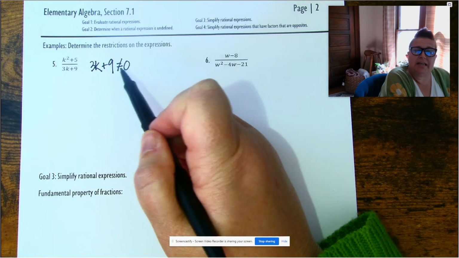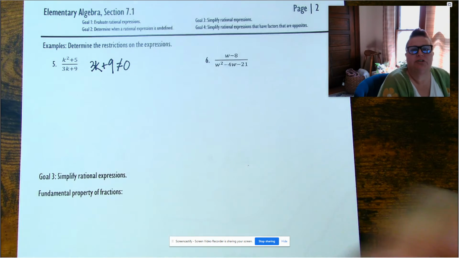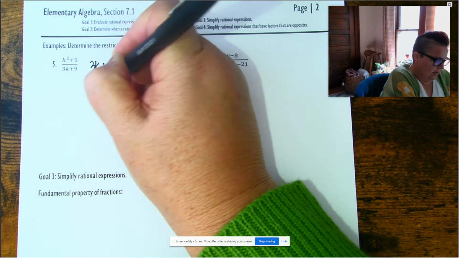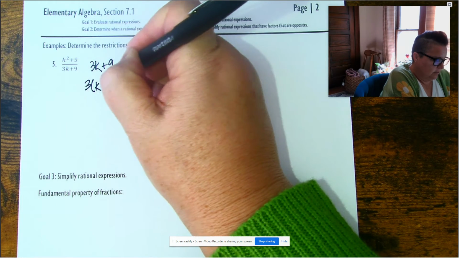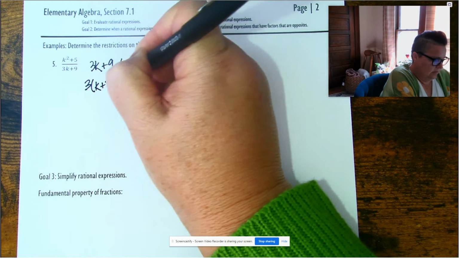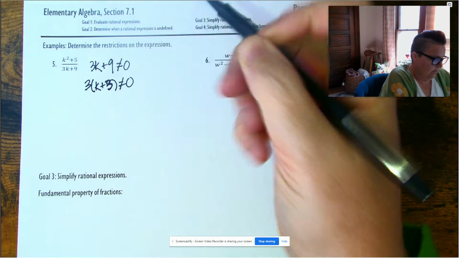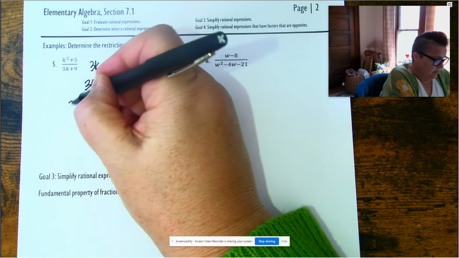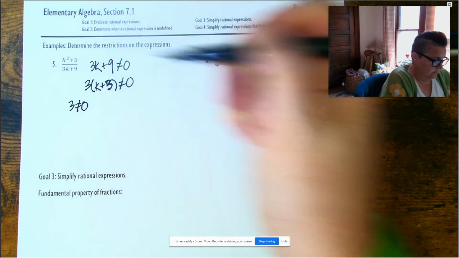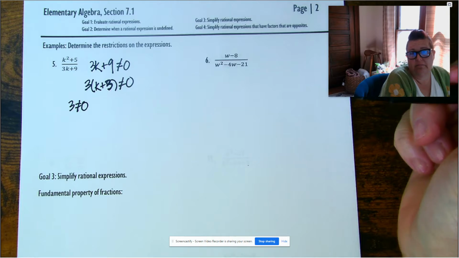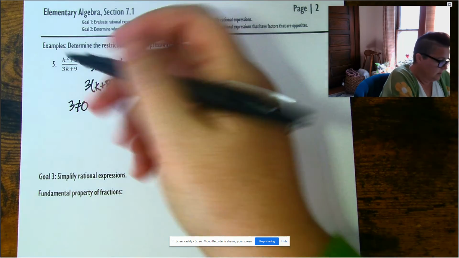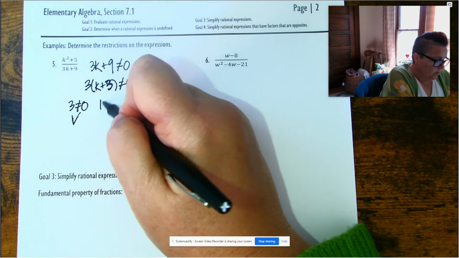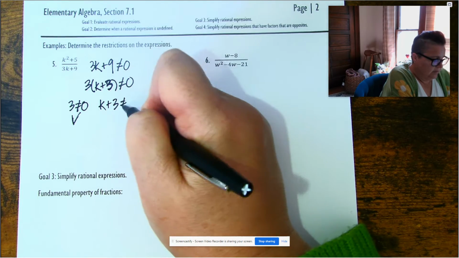So I'm going to change that equal 0 to a not equal, but I'm going to treat it just the same. I'm going to factor out a 3. So now, using the 0 factor property, either 3 cannot be 0. Well, yeah, 3 can't be 0. 3 is 3, so this is okay. That's my check mark. Or k plus 3 cannot be 0.